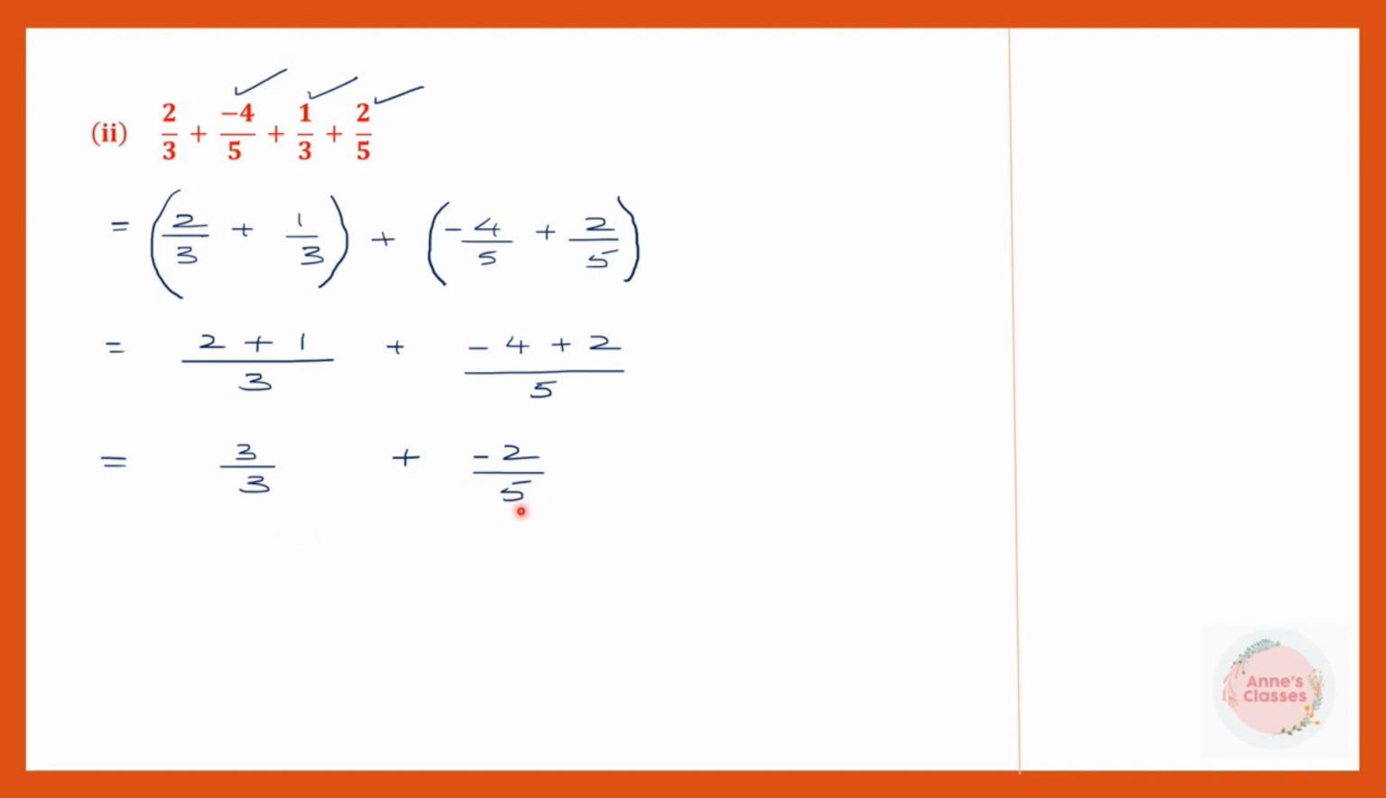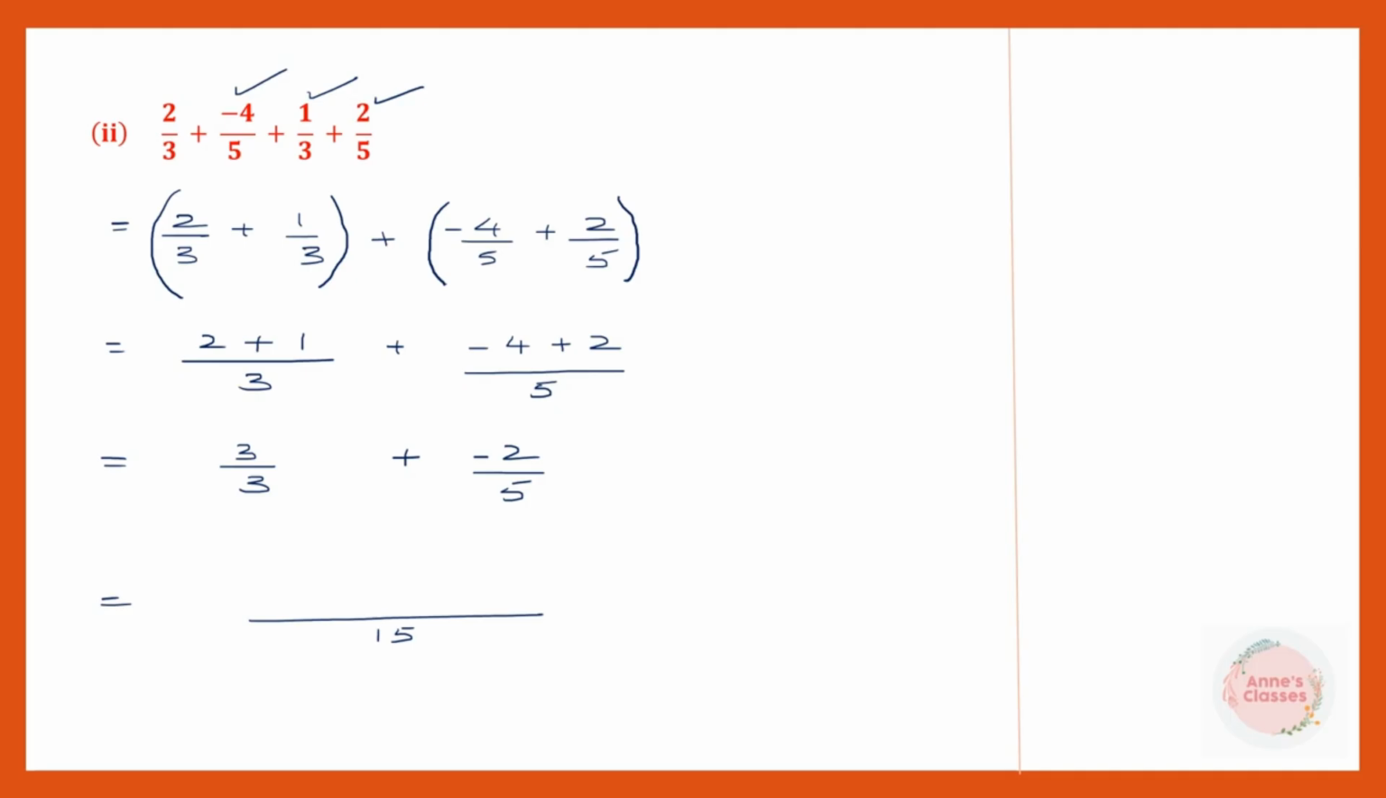Denominators are different. Now we have to find the LCM of the denominators. When you have two prime numbers, you just have to multiply. So 3 fives are 15. So 15 will be your LCM. Now, like I said earlier in the previous video, I taught you a shorter method of finding the new numerators.